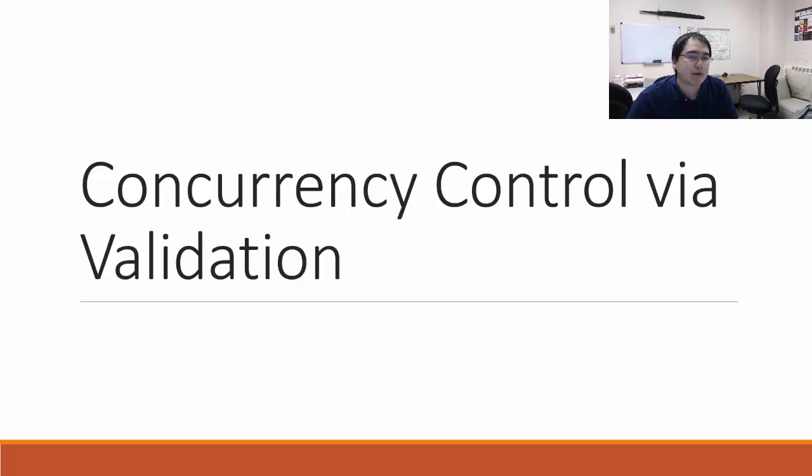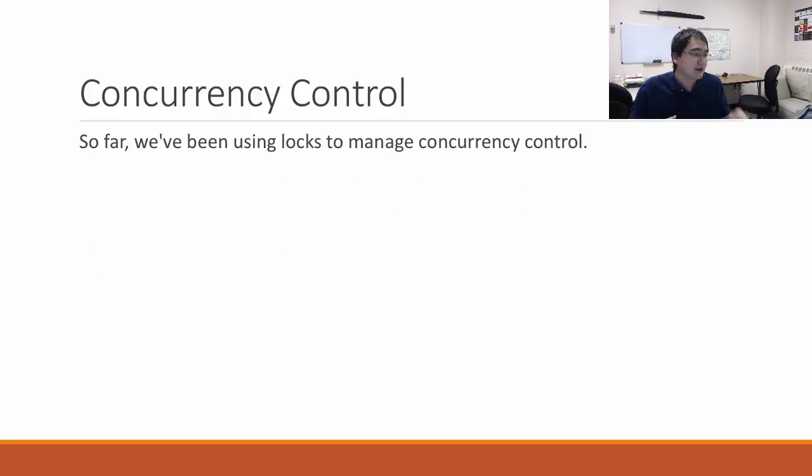In this video, we'll be talking about a different way to allow for concurrency, to allow for controlling how you interweave transactions together such that they still achieve serializability in a way that doesn't actually involve using locks. So right now, we've been using locks to basically do everything. What do locks do?